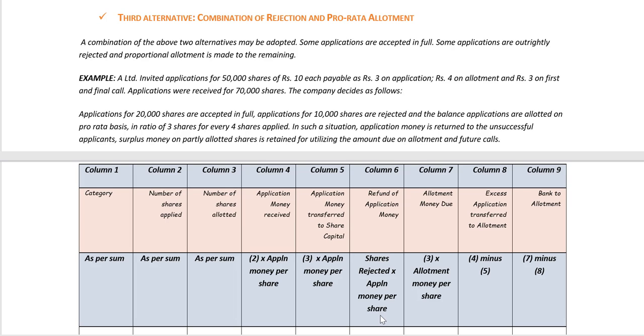In other words, the number of shares for which no allotment is done, shares rejected, multiplied by application money per share. The seventh column is the allotment money due, which is the column 3 multiplied by the allotment money per share.